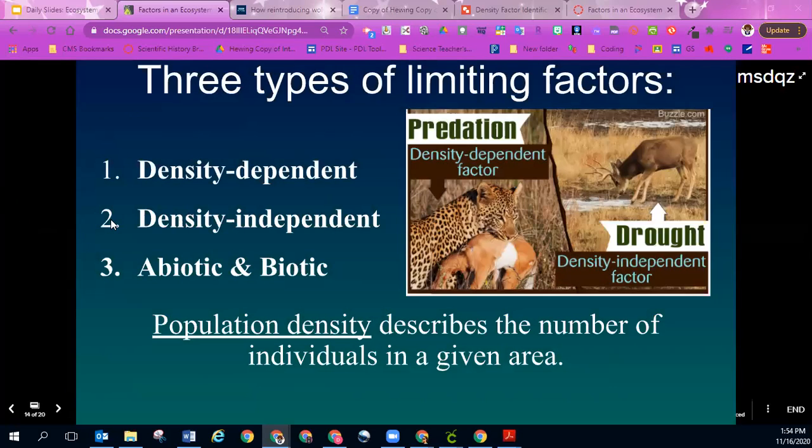All right, so there are three major types of limiting factors. One of them we've already talked about, which is biotic and abiotic. These are going to relate to population density as well. And population density just describes the number of individuals in a given area. So if we're talking about the difference between rural and a city, there will be a higher population density in a city because there's more people that live there compared to a rural area, where the houses are more spread out and there's not as many people. Their population density would be smaller. So we have density dependent, we have density independent, as well as our biotic and abiotic factors.